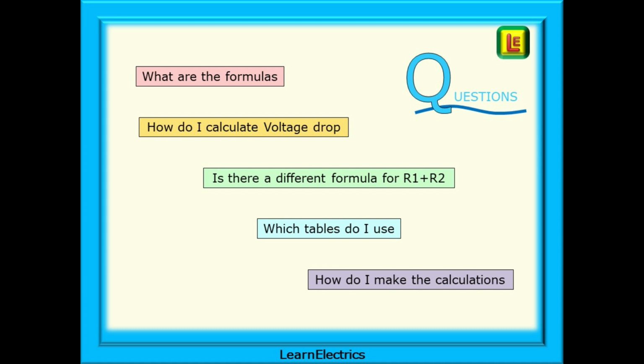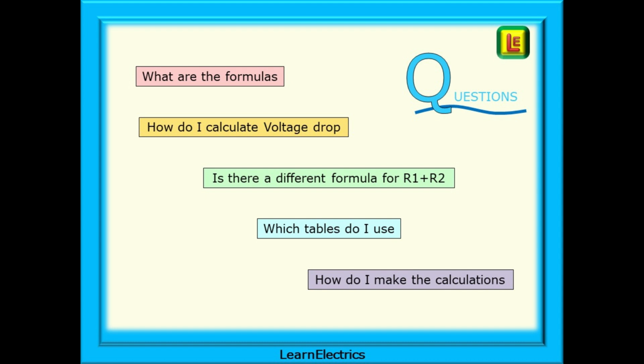We've had several questions posted to us where a little confusion has existed over which formula to use and which table to use. Get them the wrong way round and the answers will be wrong. We are asked, what are the formulas? How do I calculate voltage drop? Which tables do I use?